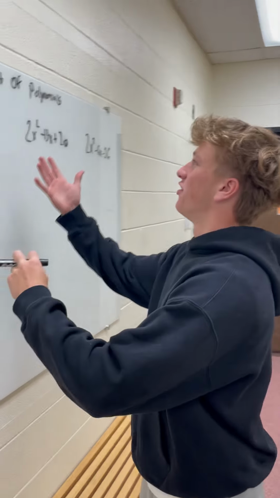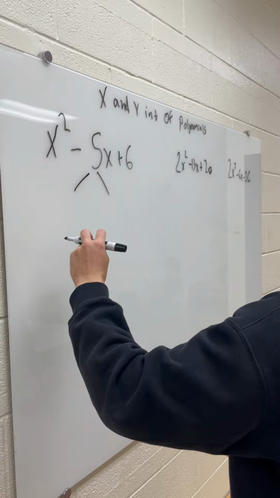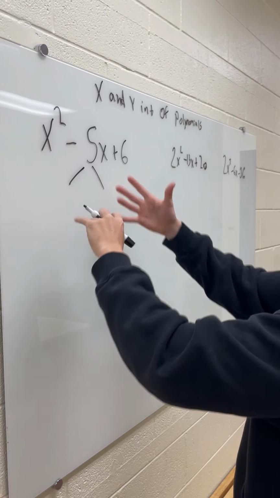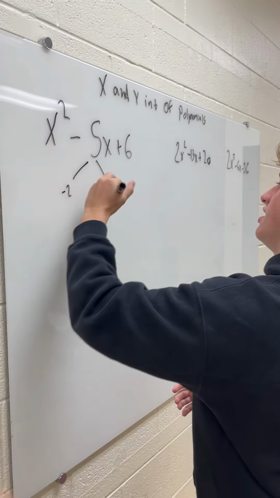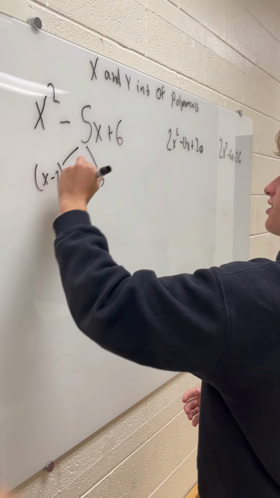Alright, to start finding x and y intercepts of polynomials, you're going to want to break down into factors. And so as you see, you need 6. So what multiplies to 6 but equals -5 would be a -2 and a -3. And then you go x, so you have your factors.